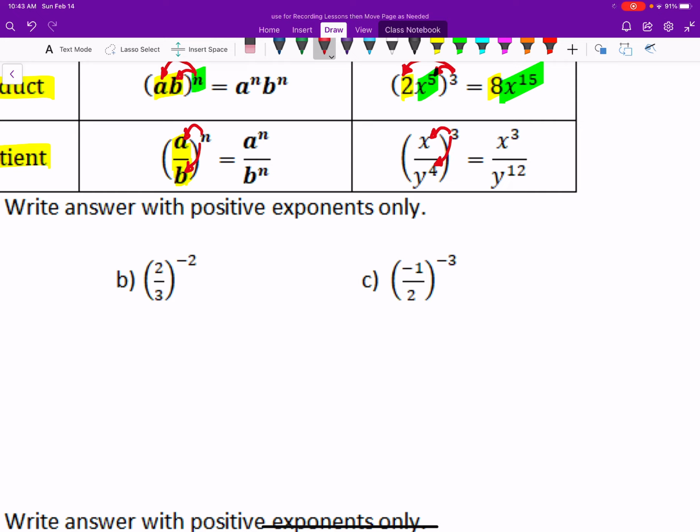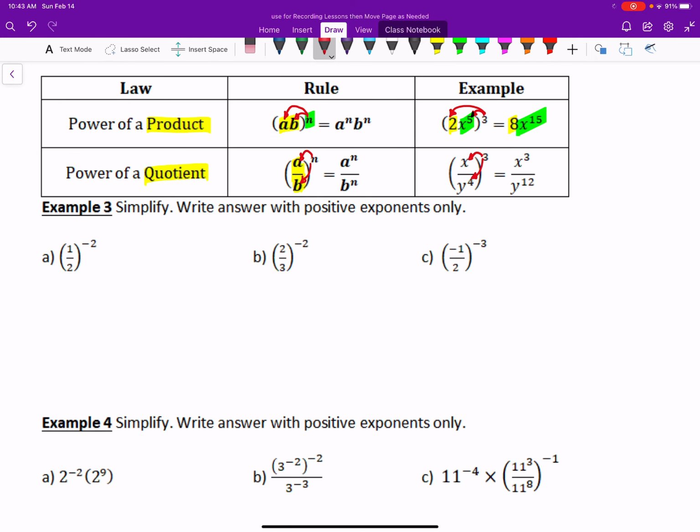So that's why I get x to the 3 on the top in that example and y to the 12 on the bottom, because I'm doing 4 times 3, multiplying those exponents together. And then we can combine those with negative exponents as well.